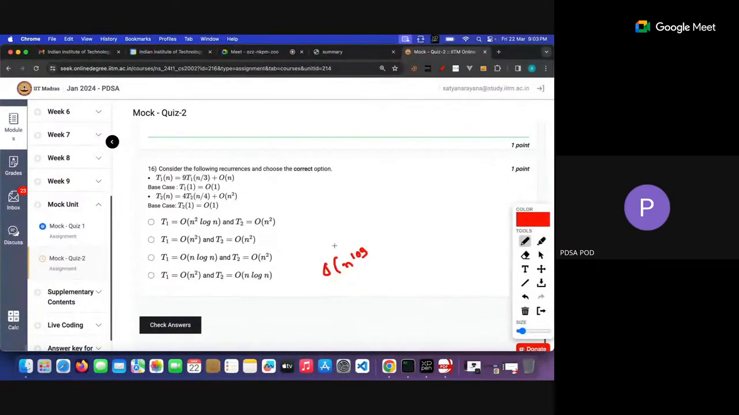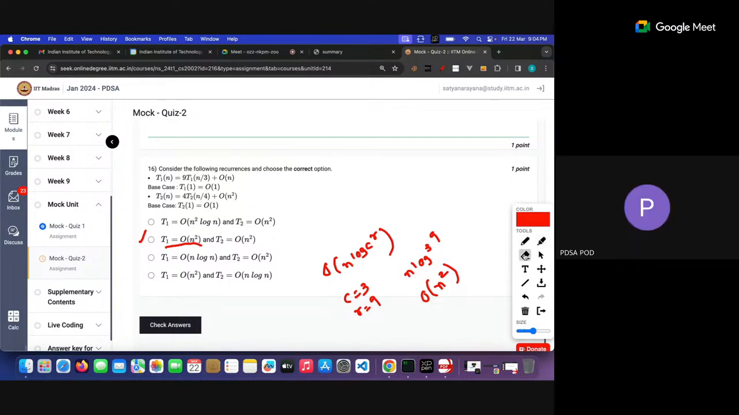So in this case, what is my C value? It is 3, and R is 9 times. So if you do that, you get n log base 3 of 9, which you can write as O of n square. This first expression is satisfying O of n square. Clear? Yes.